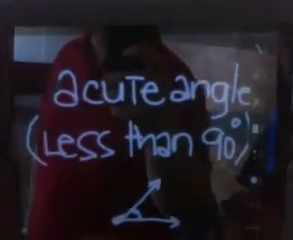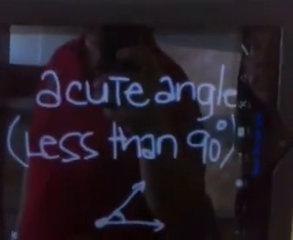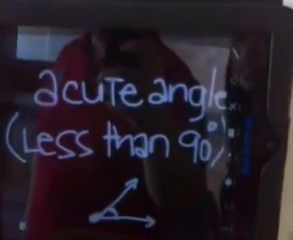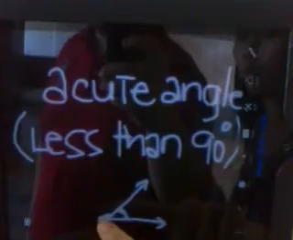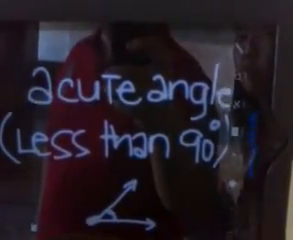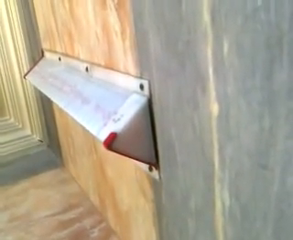An angle is formed by two rays. This is a kind of angle, acute angle, less than 90 degrees. Two rays with one common endpoint. It is called a vertex. Here is an example of an acute angle.